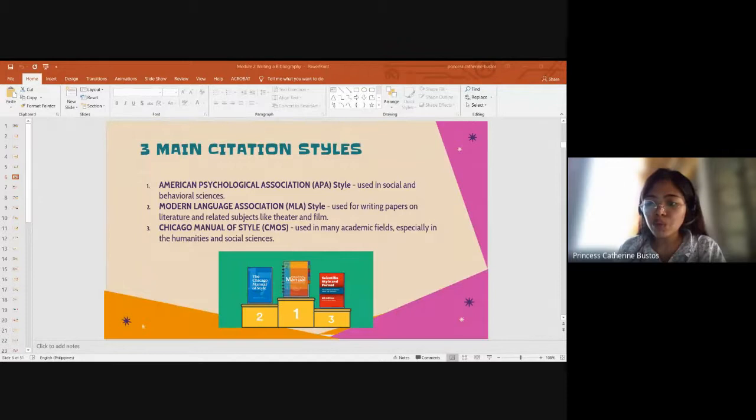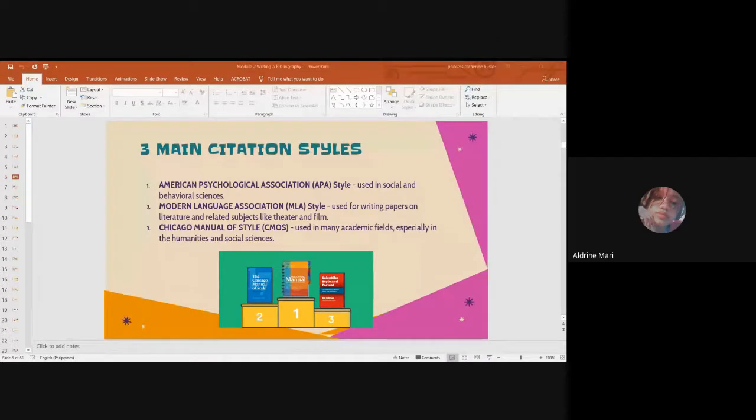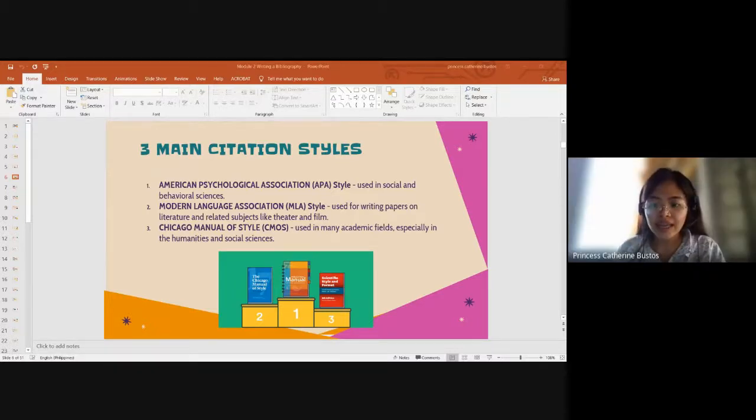Then we have number 2. Modern Language Association style, used for writing papers on literature and related subjects like theater and film. So if you are writing something that has to do with theater and film, you're going to use MLA style, or the Modern Language Association.